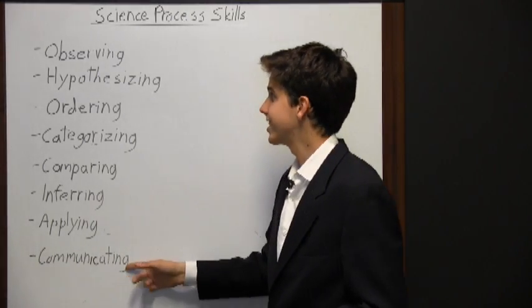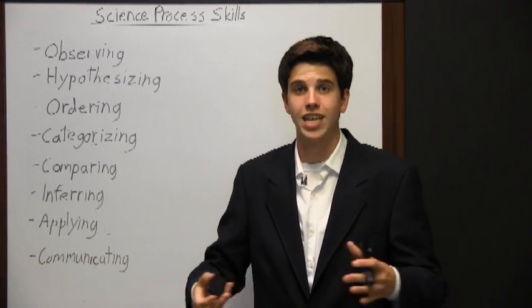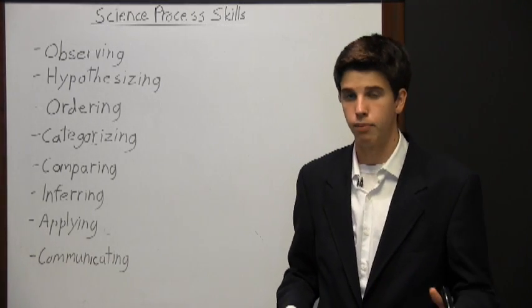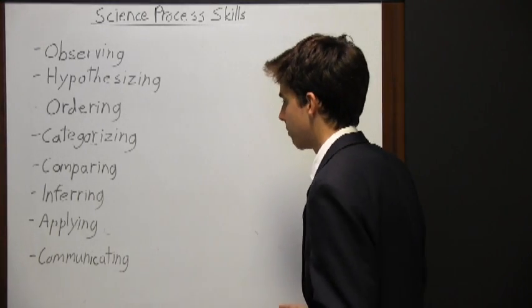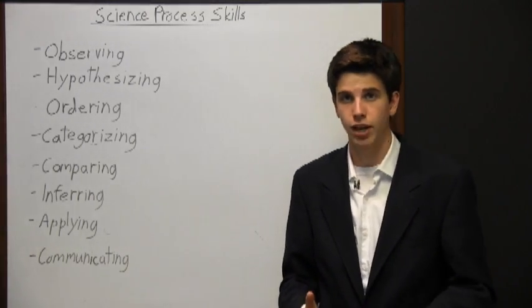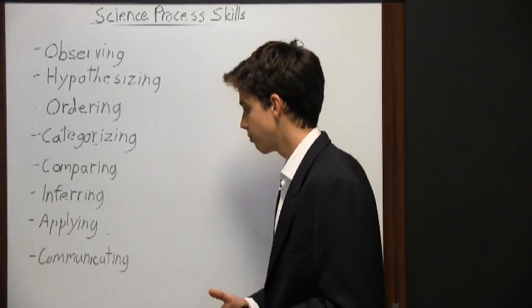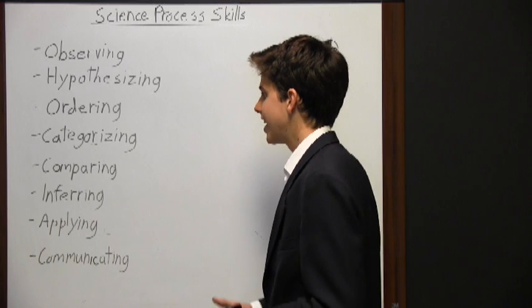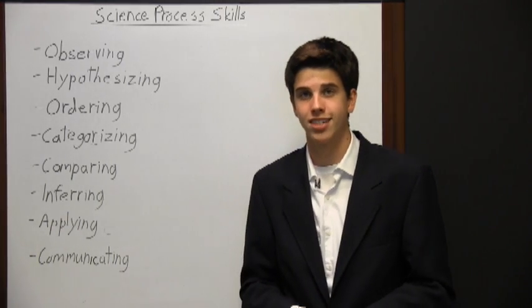Well, communicating is taking those observations and being able to communicate or tell that to someone else. That may be by writing a description of it or by telling them about it. But this is very important because by being able to communicate information, scientists are able to feed off of each other's discoveries. So that's why it's important to be able to accurately communicate scientific information. So those are the science process skills.